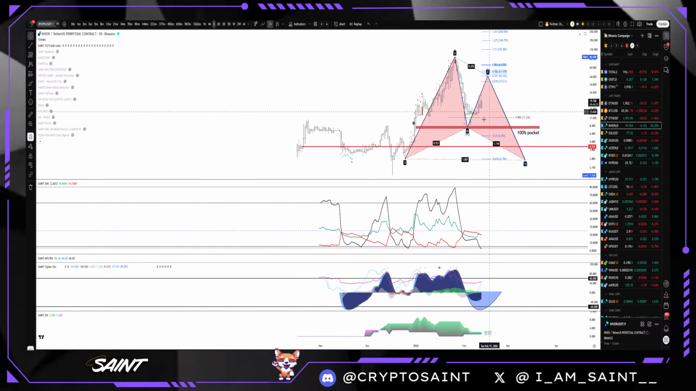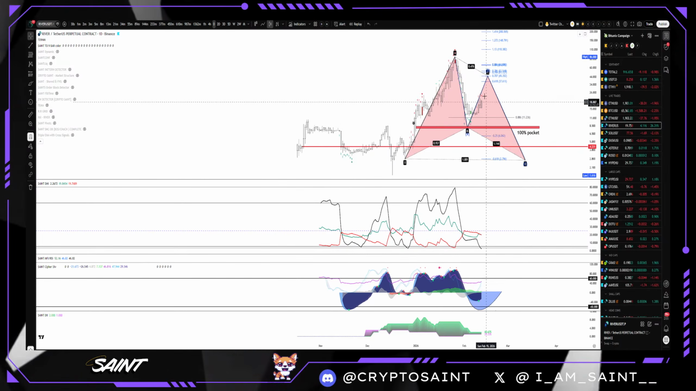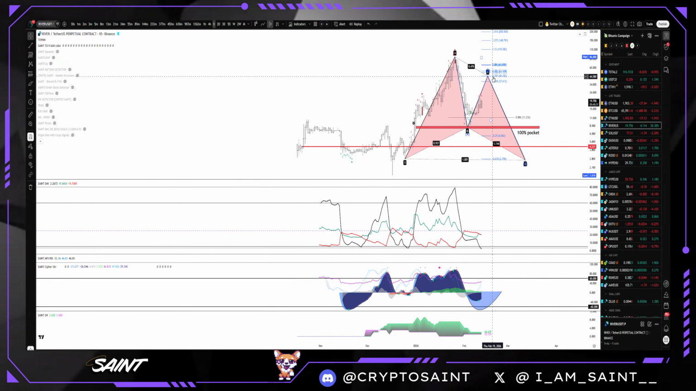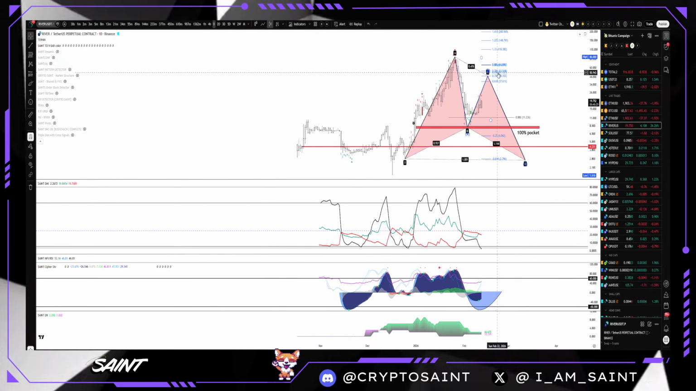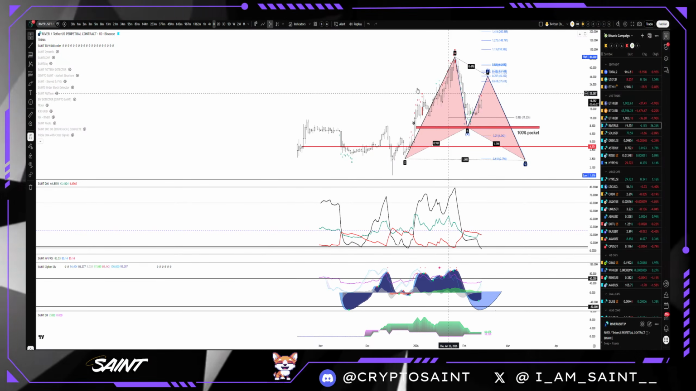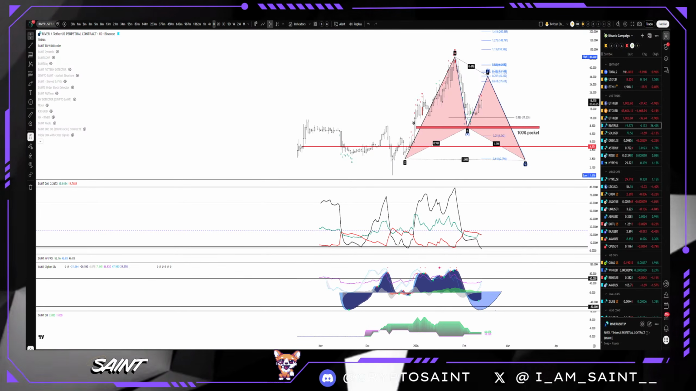I'm going to wait for these levels to appear. If I don't get any of these levels, then I'm going to be looking for the short when we get into these zones, 45 all the way up to 53 inside these areas. That's what I'd be looking for.